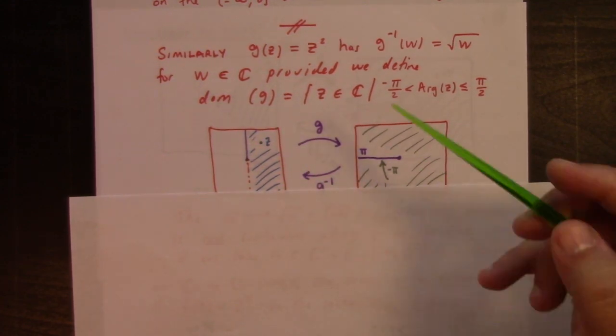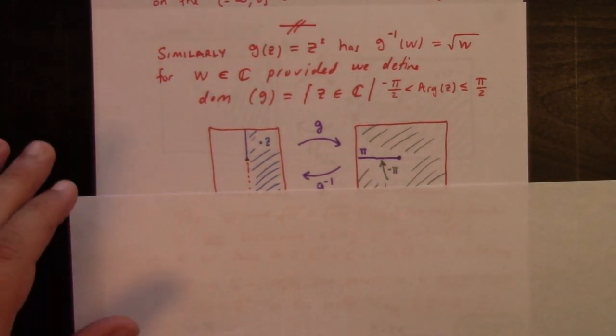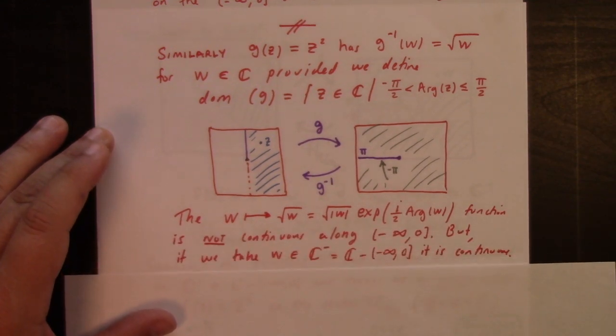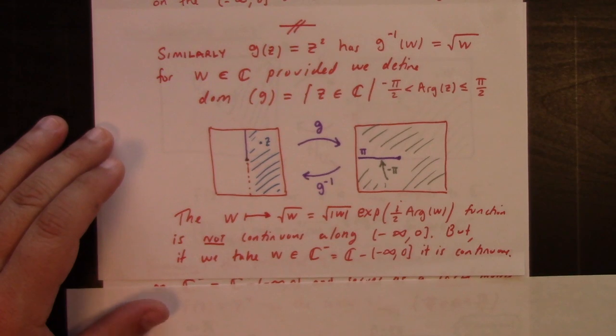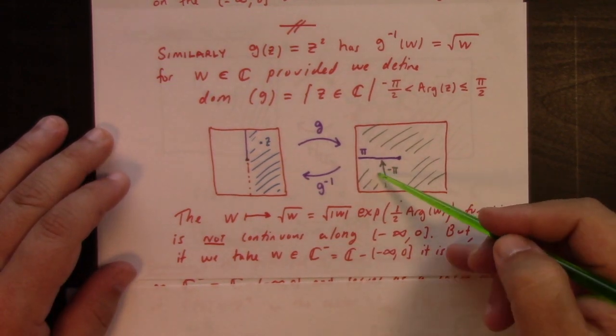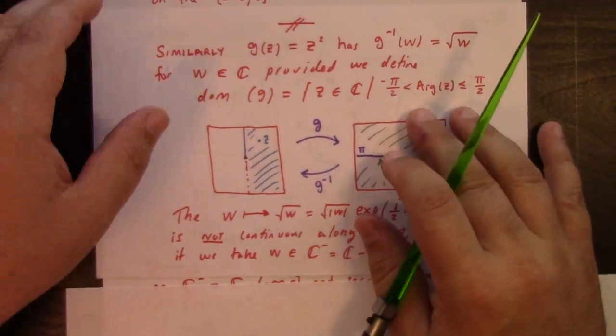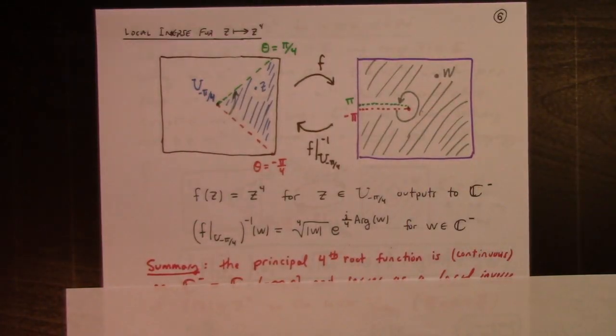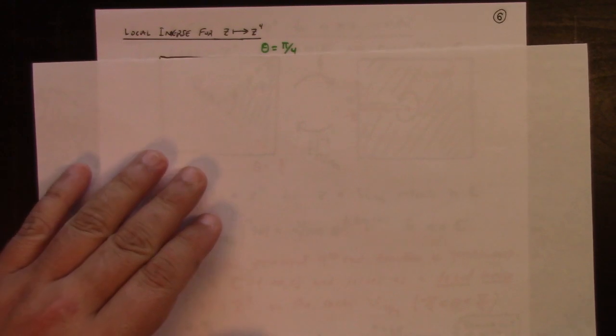But there's a discontinuity in the output of the square root as you jump, as you go along there. All right. So the problem is continuity. That's why we have to use a slit complex plane to avoid the discontinuity of the inverse function across the slit.